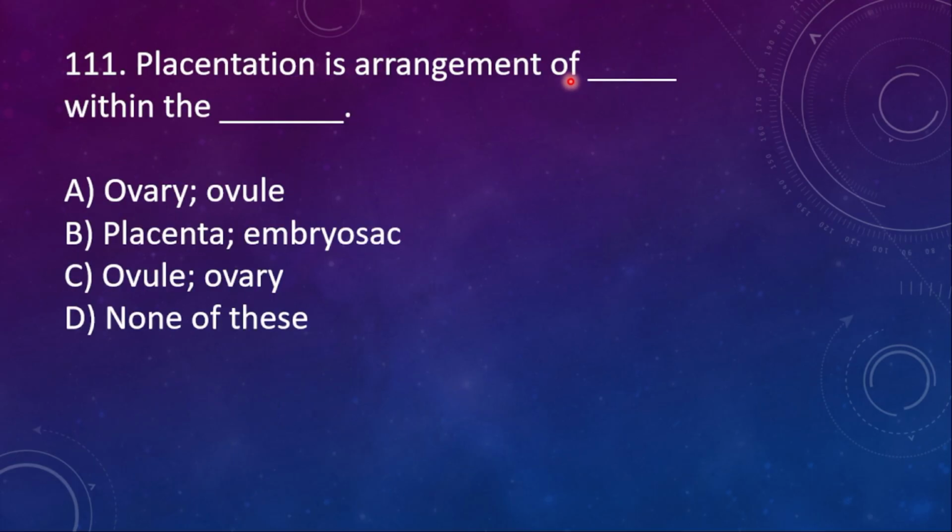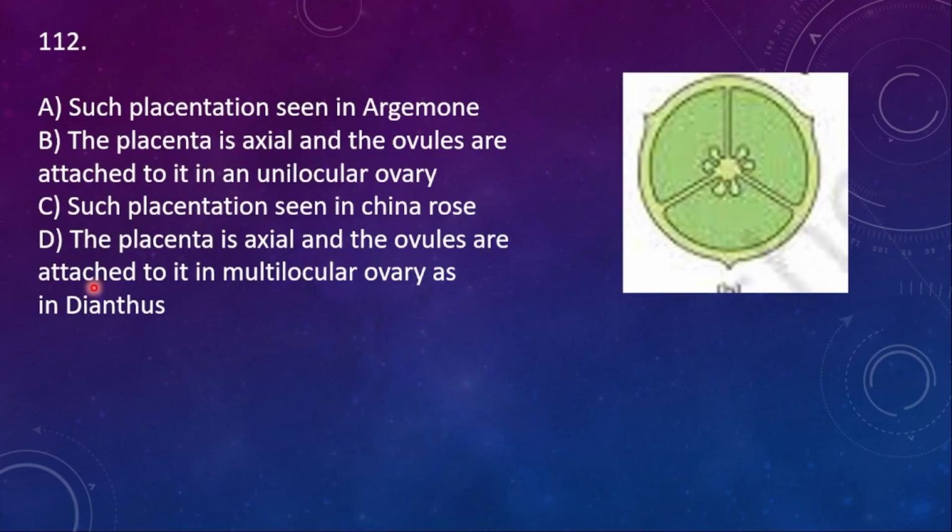111. Placentation is arrangement of dash within the dash. Placentation is the arrangement of ovules within the ovary. Option C.